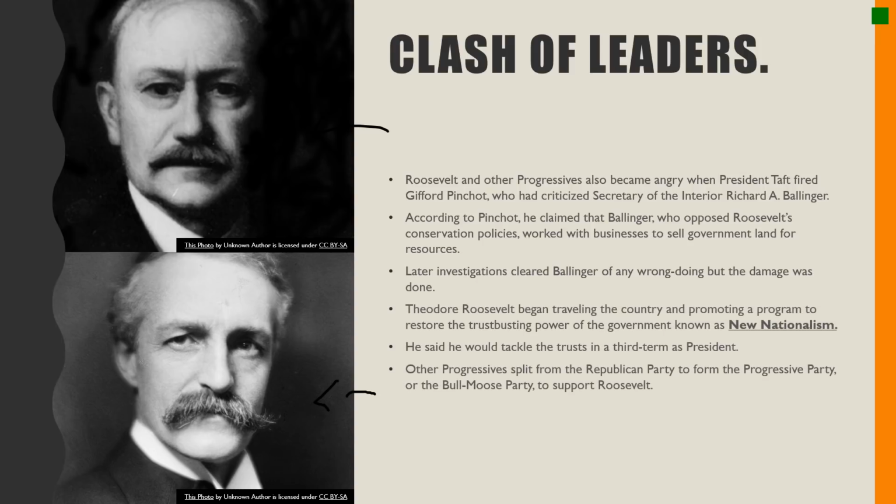Theodore Roosevelt began traveling the country and promoting a program to restore the trust-busting power of the government known as New Nationalism. And he said he would tackle the trusts in a 3rd term as president. With this, other progressives split from the Republican Party to form the Progressive Party, or the Bull Moose Party. That comes from Roosevelt declaring himself as strong as a really tough animal, a bull moose: I'm as strong as a bull moose. So the nickname for the party was the Bull Moose Party. Either way, a lot of Republicans split from the Republican Party to support Roosevelt instead.